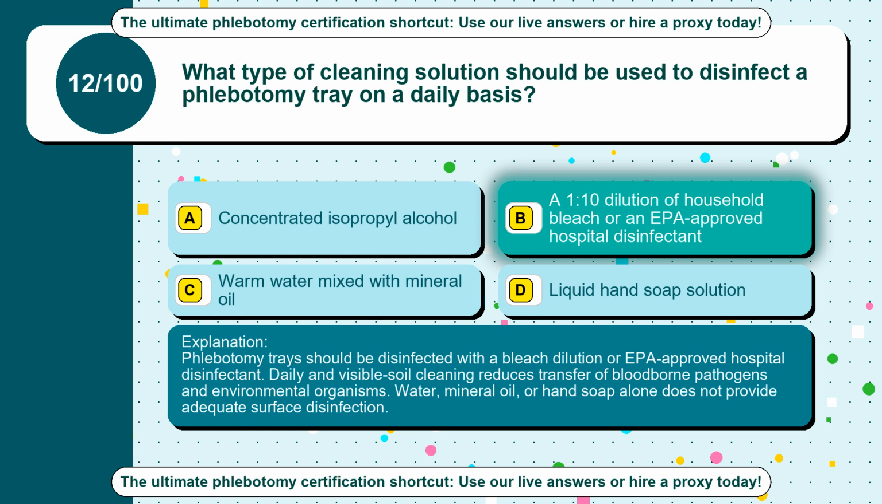Phlebotomy trays should be disinfected with a bleach dilution or EPA-approved hospital disinfectant. Daily and visible soil cleaning reduces transfer of bloodborne pathogens and environmental organisms. Water, mineral oil, or hand soap alone does not provide adequate surface disinfection.